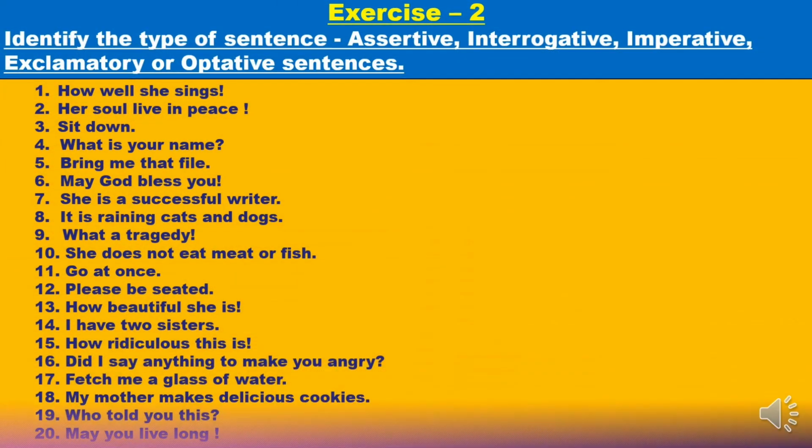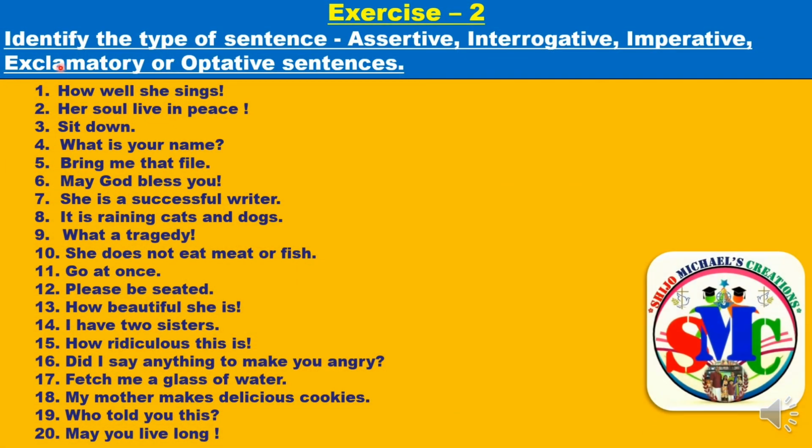This is the second exercise for you. In that, you have to identify the type of sentence: assertive, interrogative, imperative, exclamatory or optative. First one, how well she sings. Second, may her soul live in peace. Third, sit down. Fourth, what is your name? Fifth, bring me that file. Sixth, may God bless you.